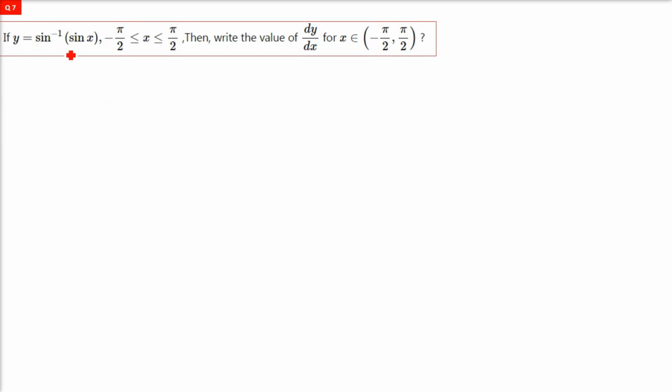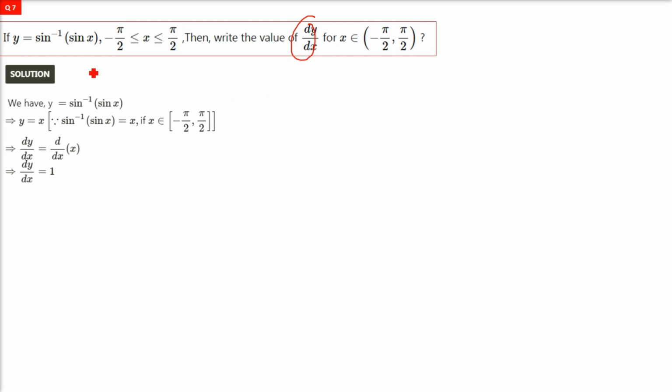If y is equal to sine inverse sine x, x is between negative pi by 2 and pi by 2, then write the value of dy by dx for x belongs to minus pi by 2 and pi by 2. Okay. Now here the main case in trigonometric identity, especially the inverse trigonometric scenario, if sine and sine inverse has to be cancelled, then this x has to be between the periphery which we know as minus pi by 2 and pi by 2. In previous discussions, I have explained it in quite detail.